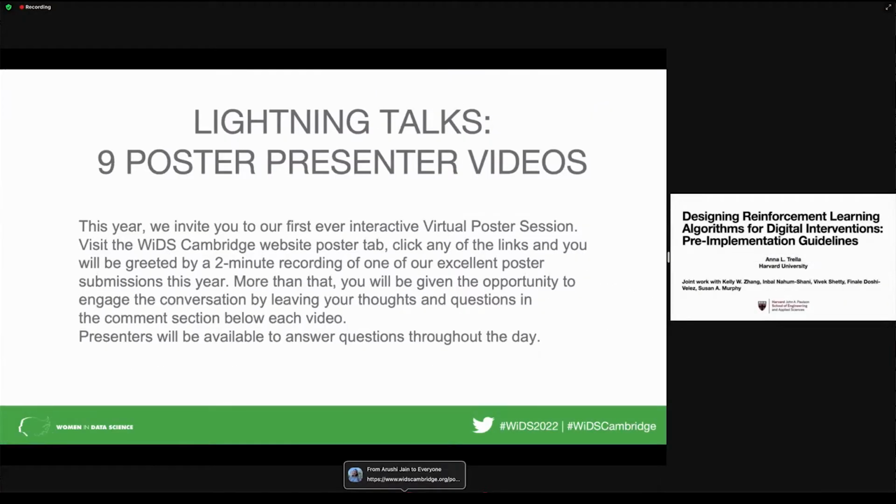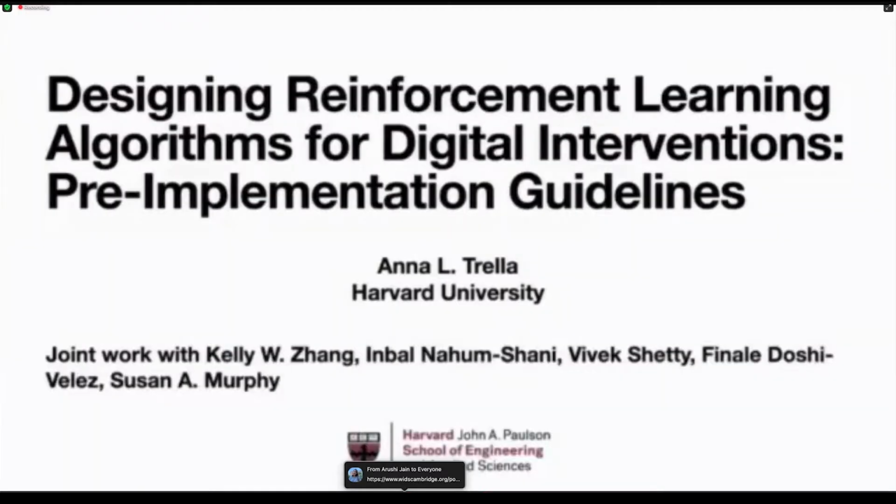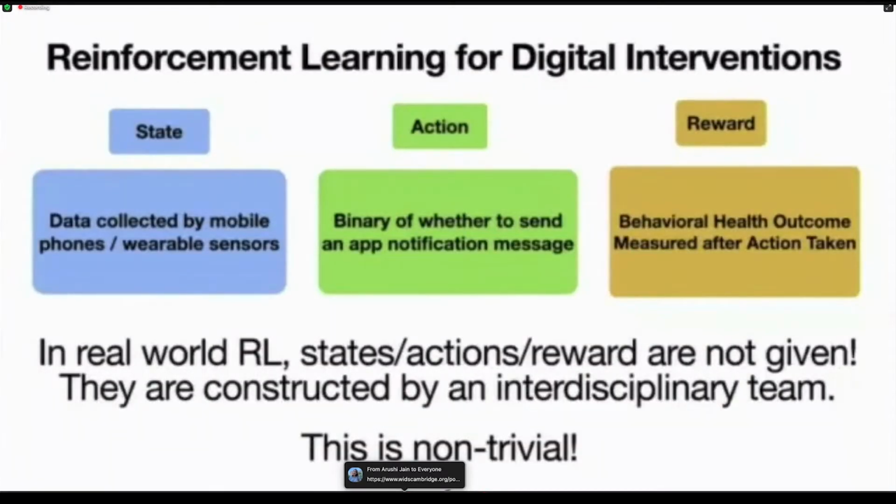Today, I will be talking about designing reinforcement learning algorithms for digital interventions: pre-implementation guidelines. There's growing interest in using reinforcement learning, RL, to optimize the delivery of digital intervention messages in areas such as mobile health and education. However, designing RL algorithms in these settings is not trivial. Unlike some areas such as games and robotics, these state transitions, actions, and rewards are not given and need to be thoughtfully constructed by an interdisciplinary team.